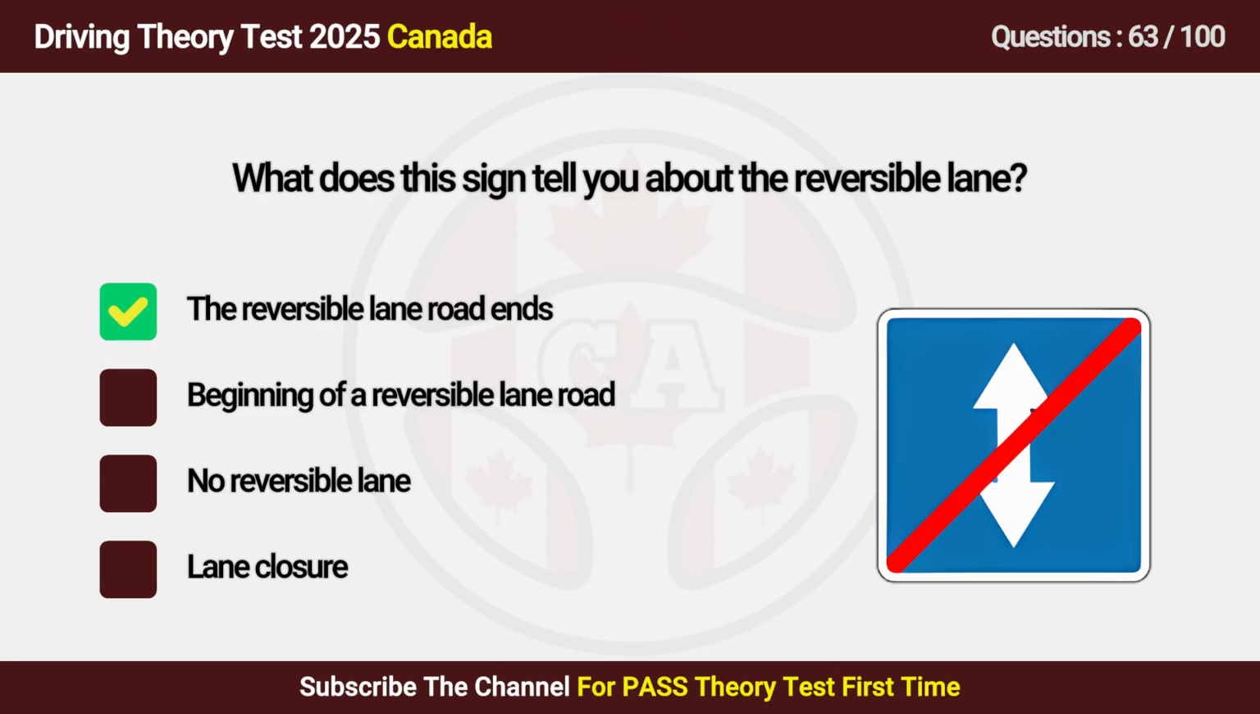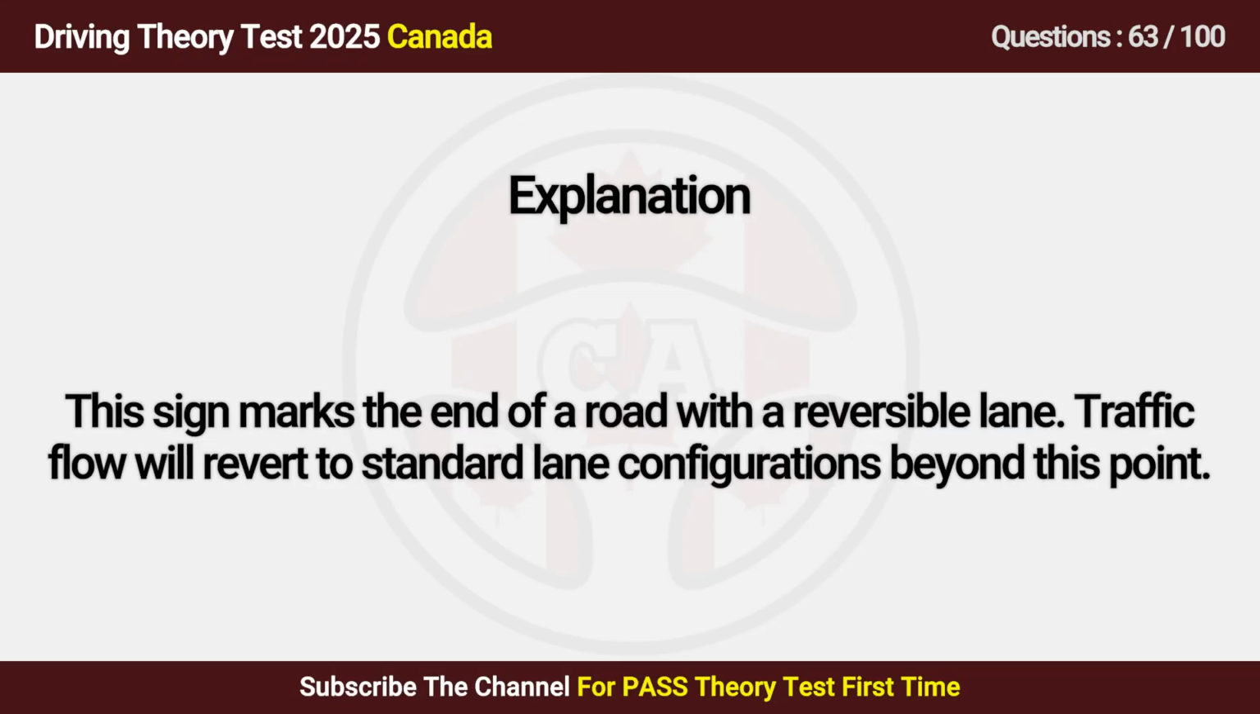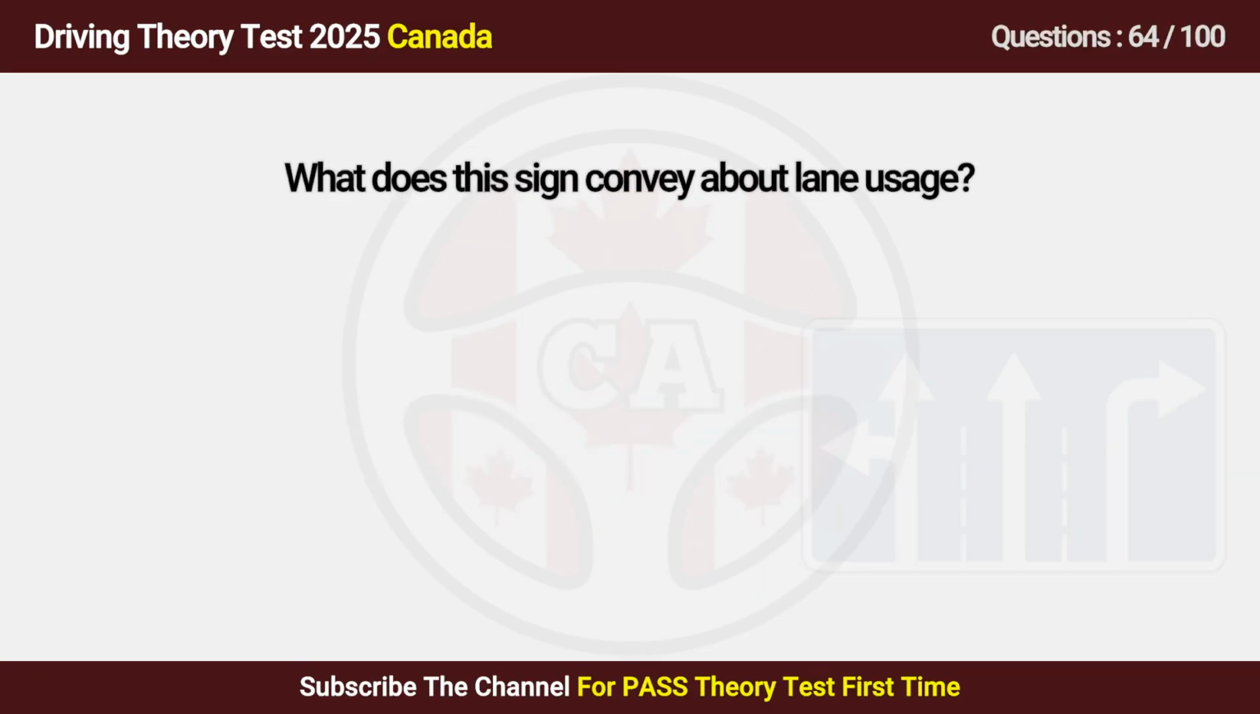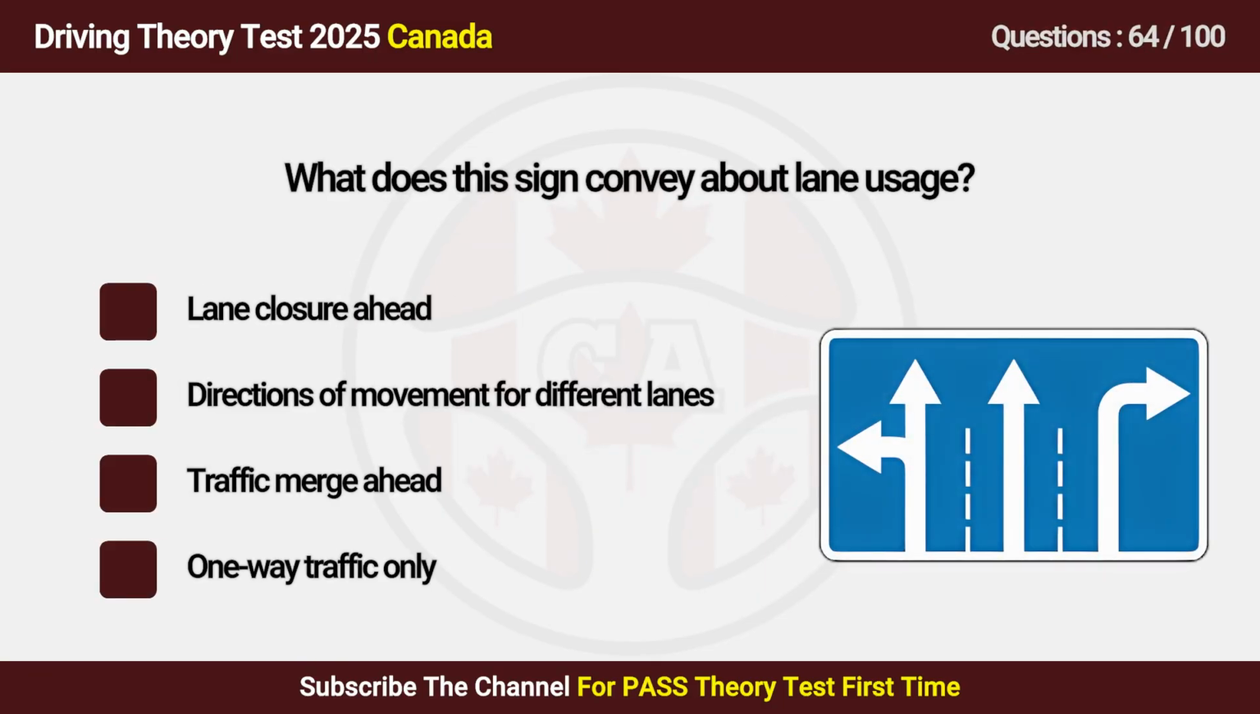Answer is A. The reversible lane road ends. This sign marks the end of a road with a reversible lane. Traffic flow will revert to standard lane configurations beyond this point. Question 64. What does this sign convey about lane usage?